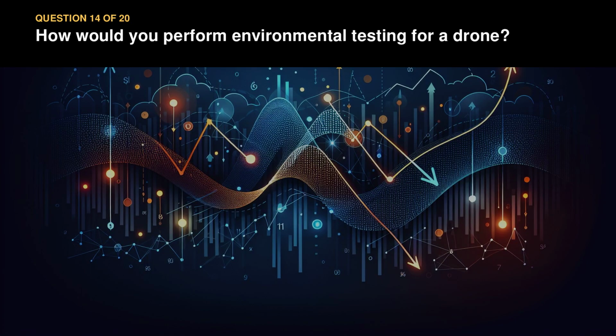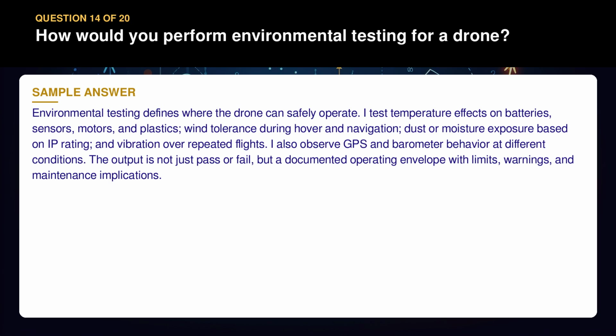Question 14. How would you perform environmental testing for a drone? Environmental testing defines where the drone can safely operate. I test temperature effects on batteries, sensors, motors, and plastics. Wind tolerance during hover and navigation, dust or moisture exposure based on IP rating, and vibration over repeated flights.